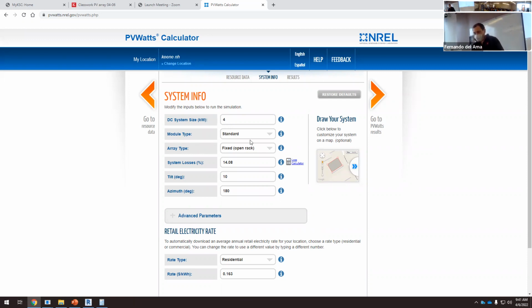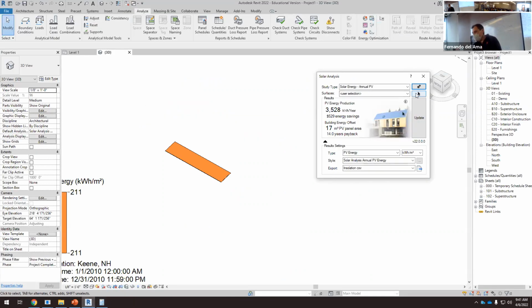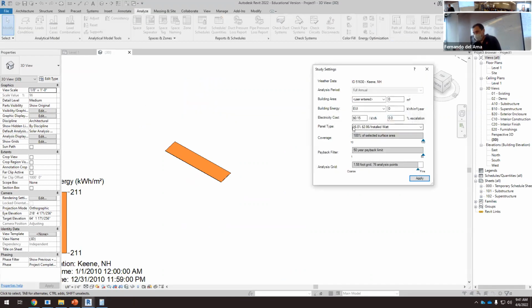Here we have something about the performance. Okay, so this is a standard. I told you that there's standard quality, premium quality, or thin film. We're using standard. What does it mean? In terms of Revit, is 16% standard. I have selected the lowest one. It can be 16, 18, or 20, the efficiency. I have selected the lowest. Okay.